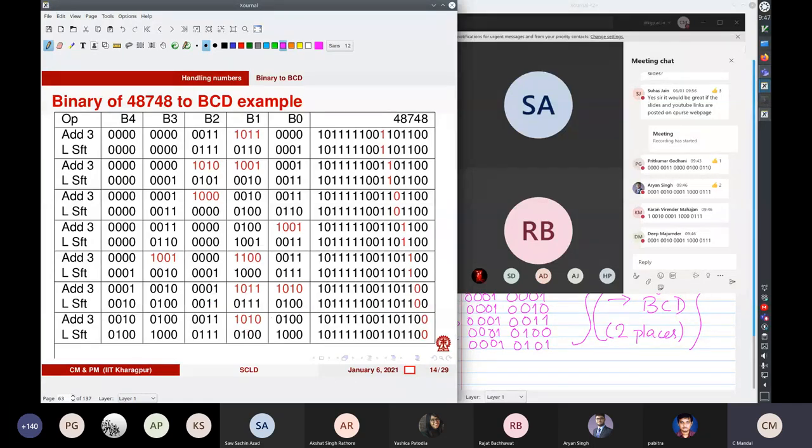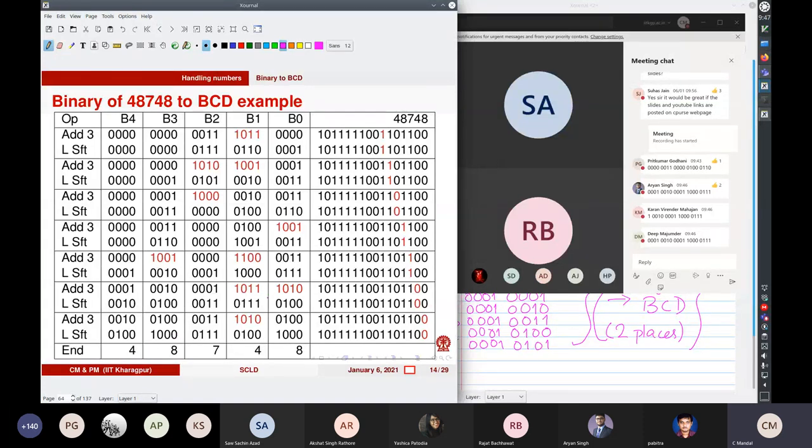All right, and here, if you look at this, you'll have to introduce a correction here. You have to introduce a correction here. You have to introduce a correction here. So 3 places you'll have to correct. Oh, sorry.